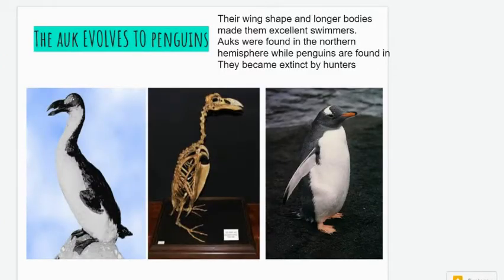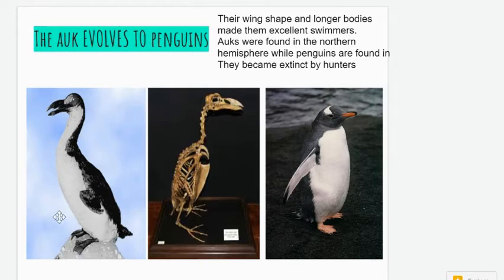Another one to notice is how the auk evolves to penguins. So here's the auk, okay, and here's the penguin today. The wing shape and longer bodies of the auks were found in the northern hemisphere, while penguins are found in the southern hemisphere. These auks became extinct by hunters. So see the small wings on this penguin? Even the beaks look different, right? So these are how penguins have changed.